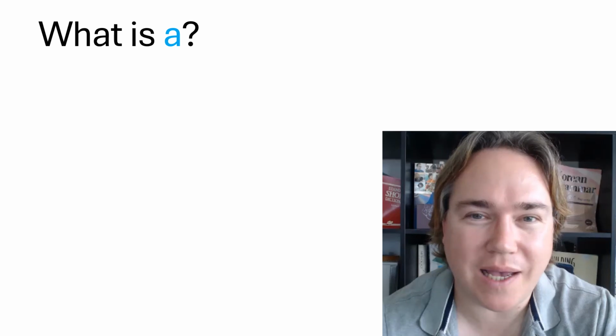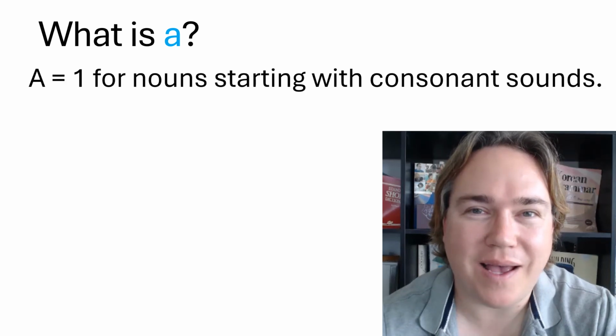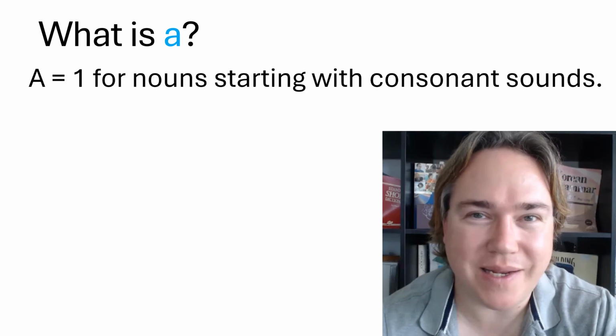So what is a? A means one in English. So we don't say one table, we say a table. We don't say one cup, we say a cup.